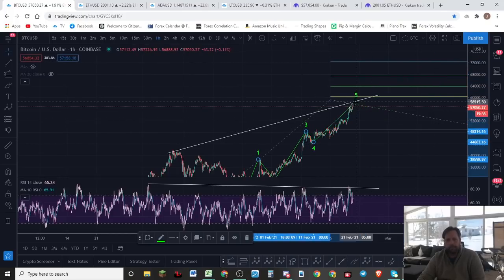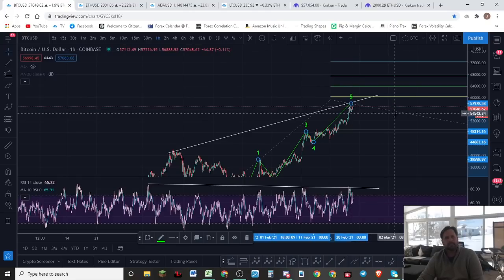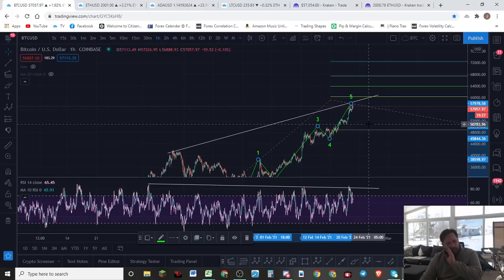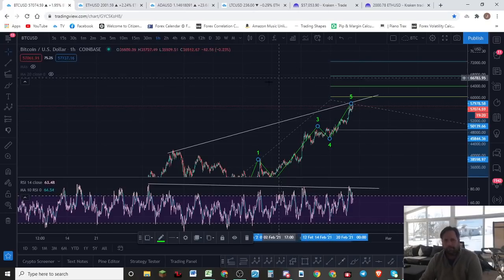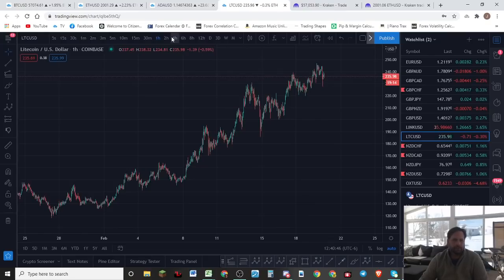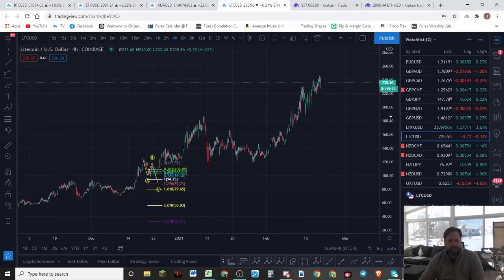Now, do I believe that? I'm less inclined to believe this particular count than I am the one where we're getting a 4th wave down. I think I'm more inclined to see the 4th wave down, but who am I to say? I'm not here to tell you what the market has to do. The market tells us what it's going to do. All right, with that being said, let's look at Litecoin very quickly, guys, and then we'll look at ADA and finish up the video.